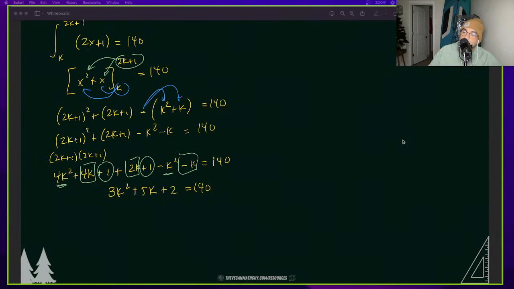Okay, well, it looks like we still have a quadratic. So then what I'm going to do is subtract the 140 to the other side, so that we get 3k squared plus 5k minus 138.